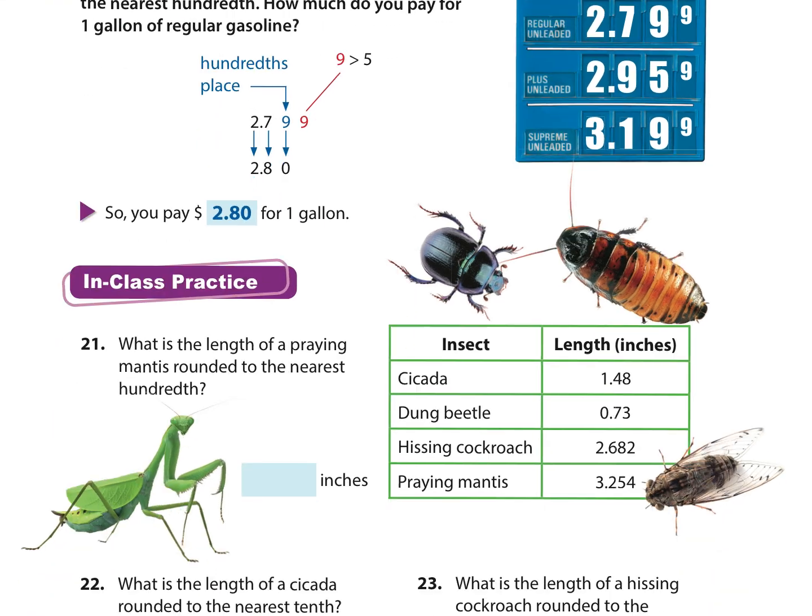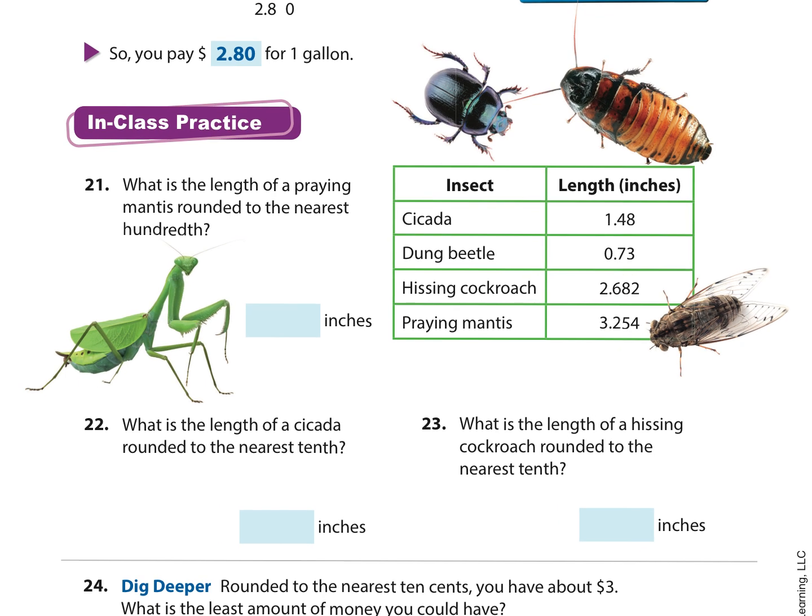So let's look at our example below. It's talking about the length of a praying mantis rounded to the nearest hundredth. We've got a bunch of different bugs. We've got the cicada, like those chirpy ones in the summertime that make a lot of noise. I don't like them either. You've got the dung beetle, so gross. Hissing cockroach, and a praying mantis.